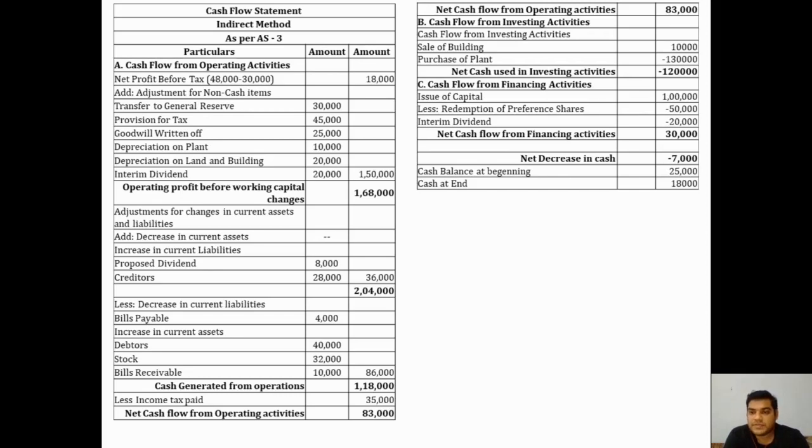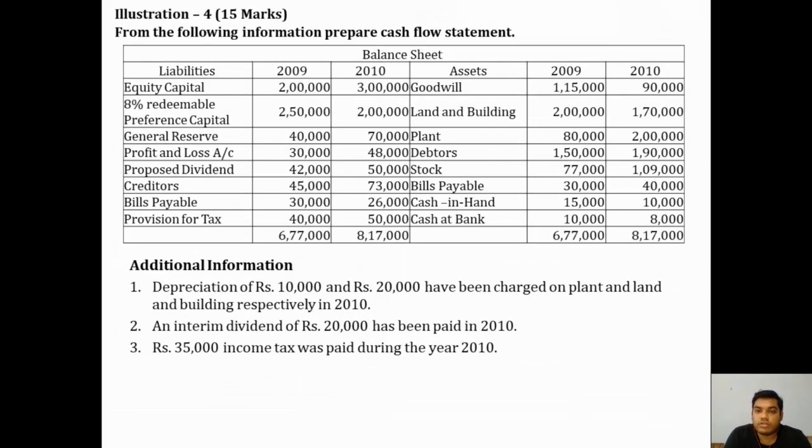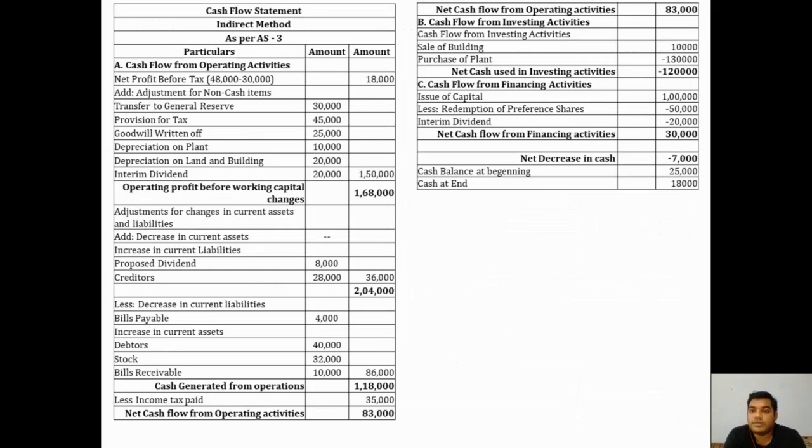Just to cross-check whether this minus 7,000 is right or wrong, this adjustment is there. To this net decrease in cash, we add opening cash balances, that is, cash in hand and cash at bank. We add both these values. Together, the opening balances of cash in hand and cash at bank come to 25,000. If we add 25,000 to minus 7,000, the balance remaining is 18,000. This is called cash at end. Now if we go to the question and check cash in hand and cash at bank closing balances, 10,000 plus 8,000 is 18,000. So this is the confirmation that the answer we have arrived at, net decrease in cash of minus 7,000, is right.